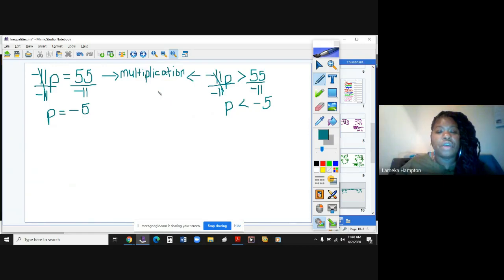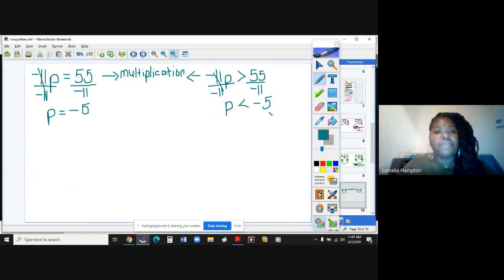Okay. Now, let me look at this. Let's look at this one for a quick second. Remember, when you are dividing by a negative number, in this instance, I divided by a negative number here because I had negative 11p is greater than 55. I divided both sides by negative 11. Because I divided by a negative number, I have to flip my sign from a greater than to less than, and my answer is still -5.